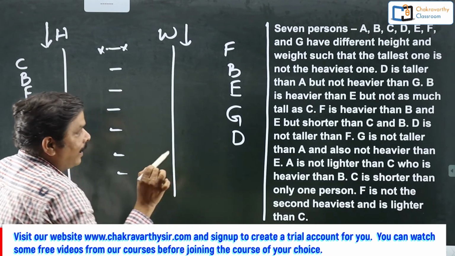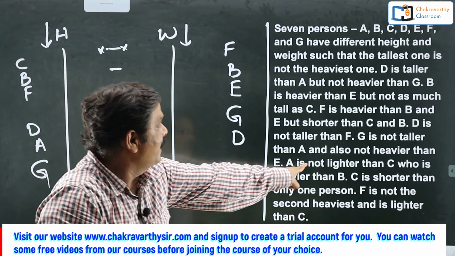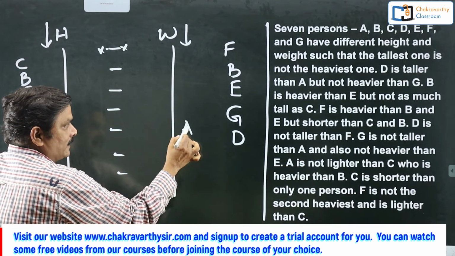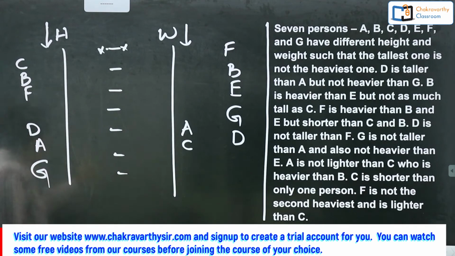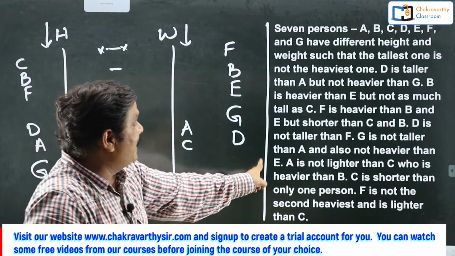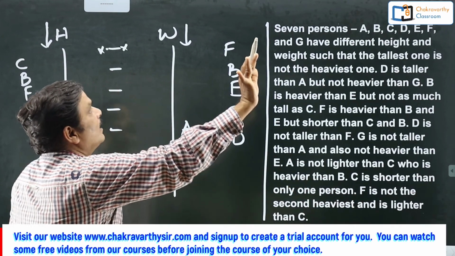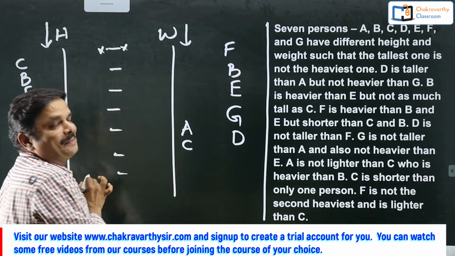We will keep here. The information they have given is that A is not lighter than C. That means A is heavier than C. That is one piece of information. But they have given that A is not lighter than C. Who is heavier than B? Now you see, C is heavier than B.